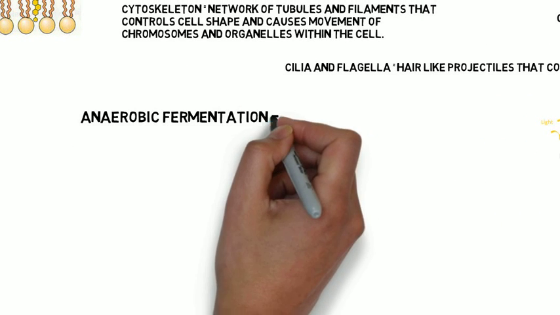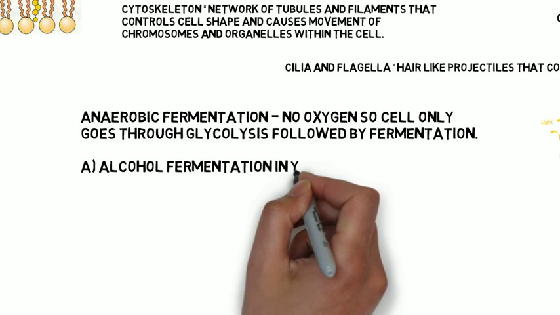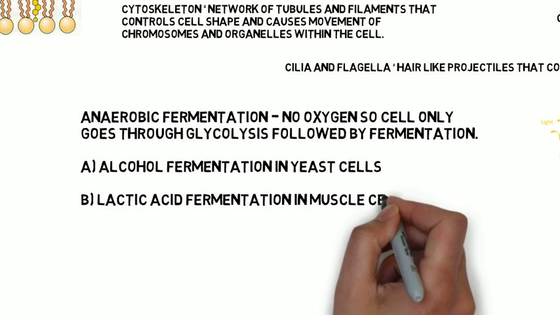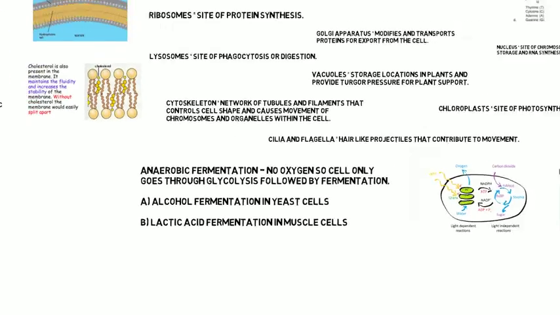Anaerobic fermentation is when there's no oxygen. In this scenario, the cell only goes through glycolysis followed by fermentation. Fermentation recycles NAD needed to restart glycolysis. Examples of anaerobic fermentation are alcohol fermentation in yeast cells. Another form of anaerobic fermentation is lactic acid fermentation, which occurs in muscle cells when overworked.